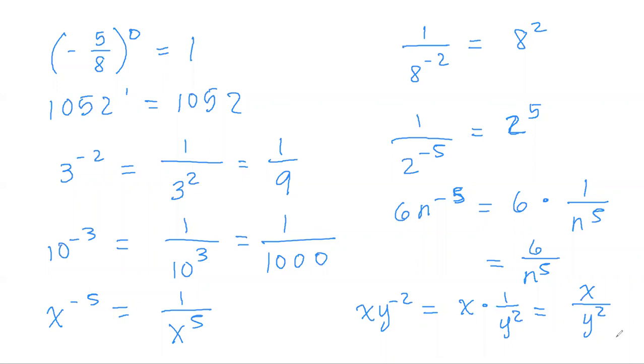So let's try some other problems. If I had 2 to the 4th times 2 to the 3rd, of course you could go ahead and solve these and multiply, but I just want to show you how the exponent properties work in this case. Because they have the same base and they're being multiplied, I add the exponents. So it's going to be 2 to the 4 plus 3, which is just 2 to the 7th.